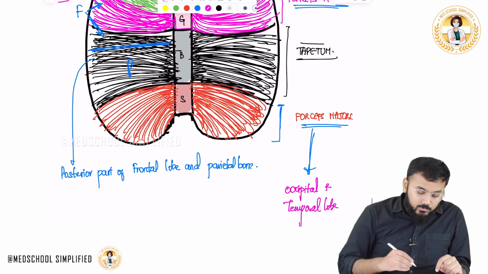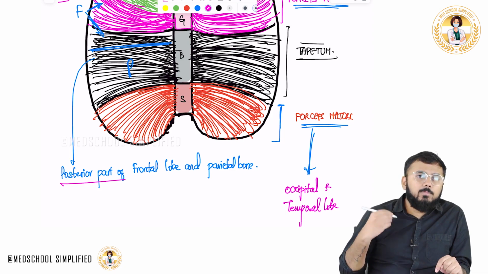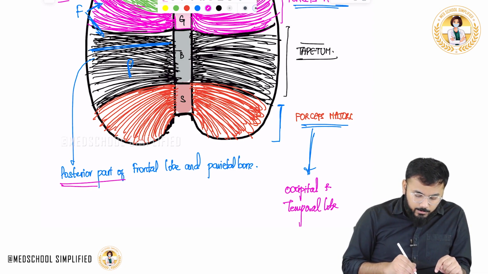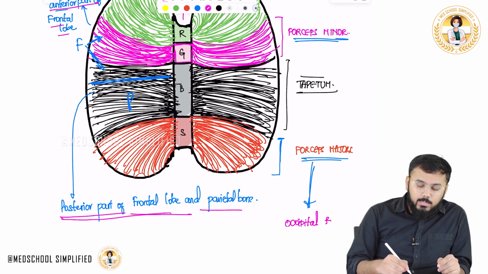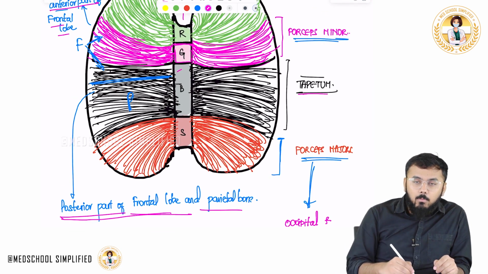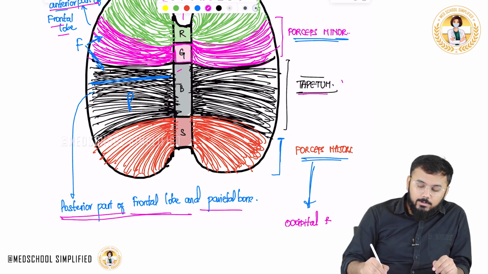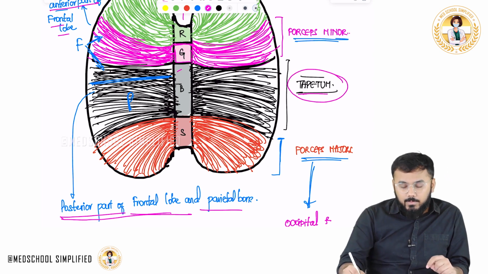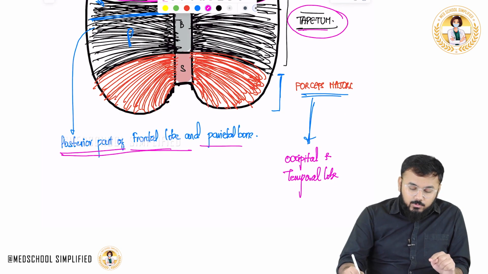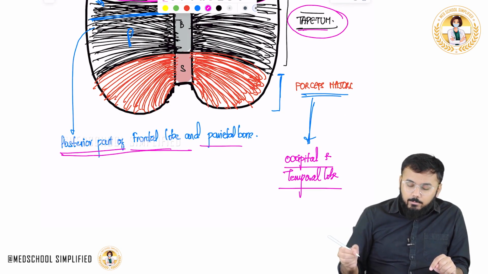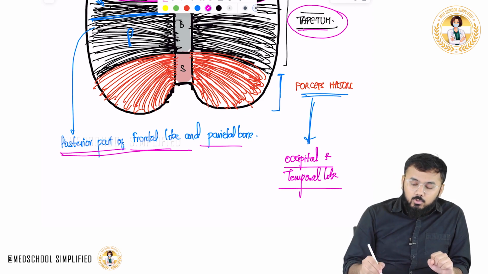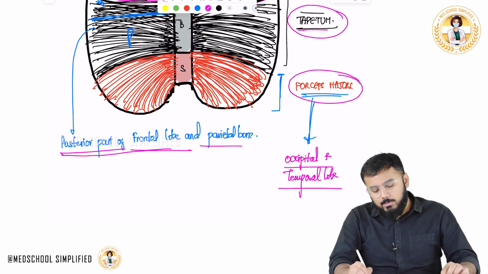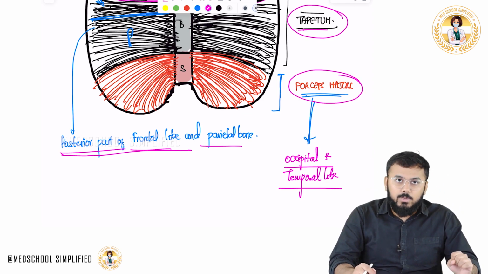Next, the commissural fibers from the posterior part of the frontal lobe and the parietal lobe join together and form the body. These fibers collectively are called tapetum. Next, fibers from the occipital as well as the temporal lobe join together to form what? Splenium, right? These fibers are called the forceps major.